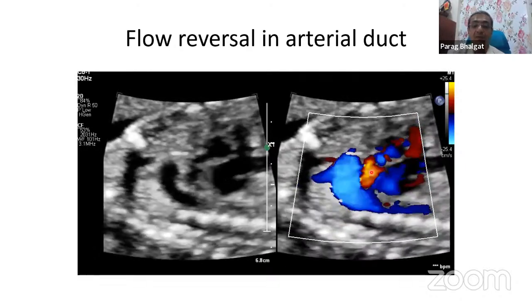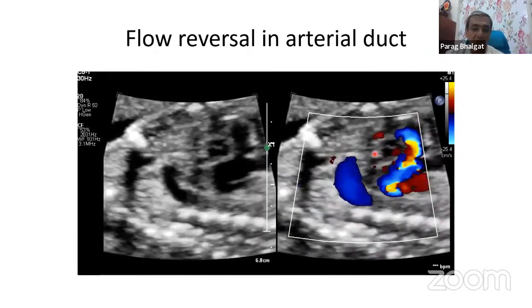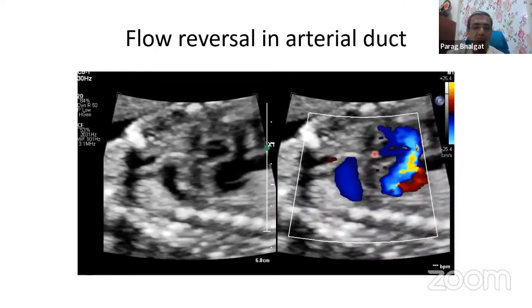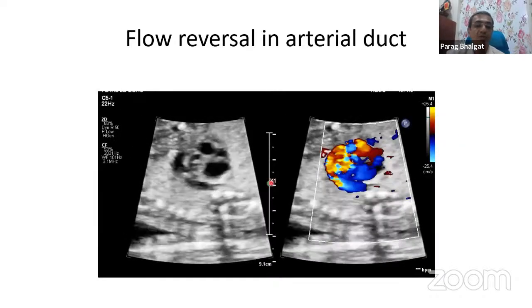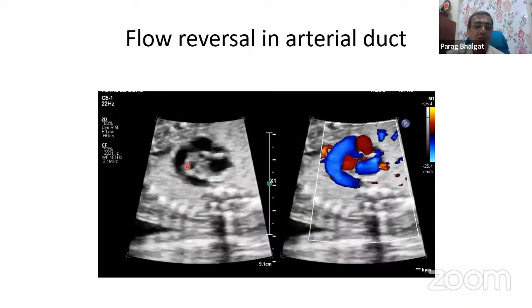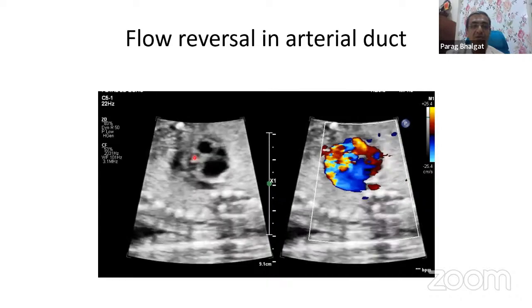Okay, this is a blue flow, this is a red flow, and ideally both should have blue flow going away from the transducer, but flow reversal is opposing colors. Again, demonstration of flow reversal. We can clearly see a vertical duct. Normally the duct should be like this line, but this is coming from here, from the undersurface of the arch.